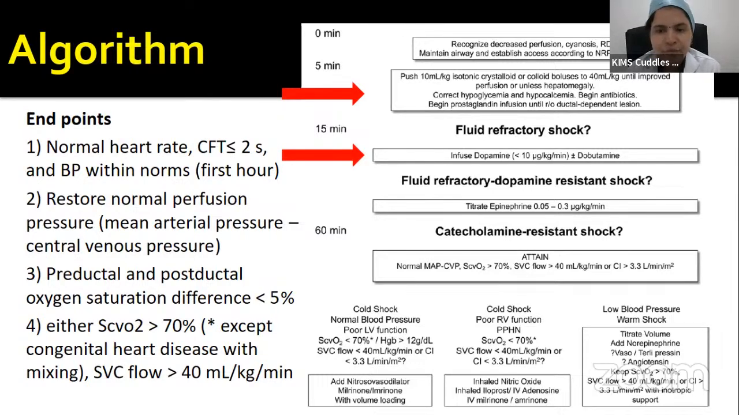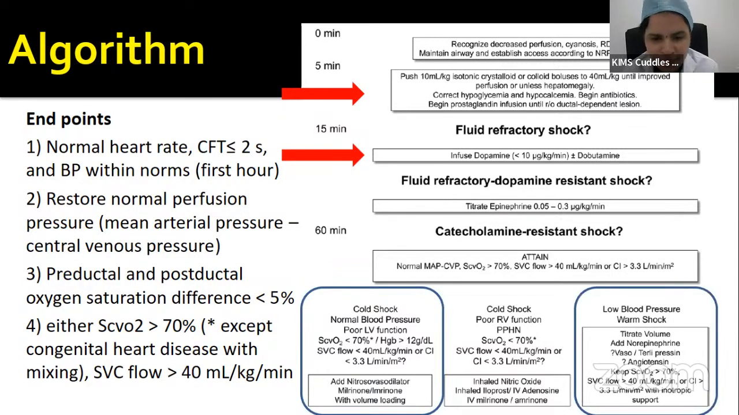Dobutamine can be added if the baby has manifestations of poor peripheral perfusion in the form of cold, clammy peripheries, prolonged CRT, and increased center to periphery temperature difference. If shock is fluid refractory, dopamine resistant, definitely epinephrine is added at this stage. Further classification or management would depend upon whether the baby classifies into cold shock or warm shock, or a combination of poor function with poor perfusion.